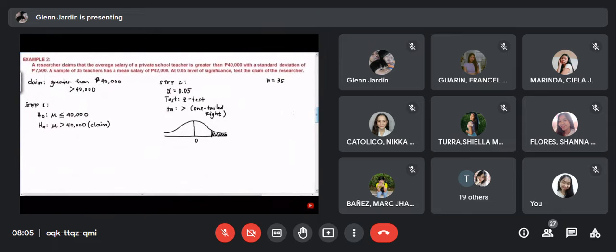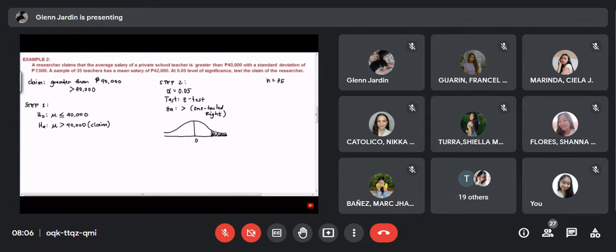Okay? Kapag greater than lang, kanan lang. So, pag less than tong HA, kaliwa. Palaging HA, guys. Palaging HA ang titignan ninyo kung one-tailed ba or two-tailed yung test. Okay? So, this one is one-tailed right, kasi greater than, so nasa kanan siya.